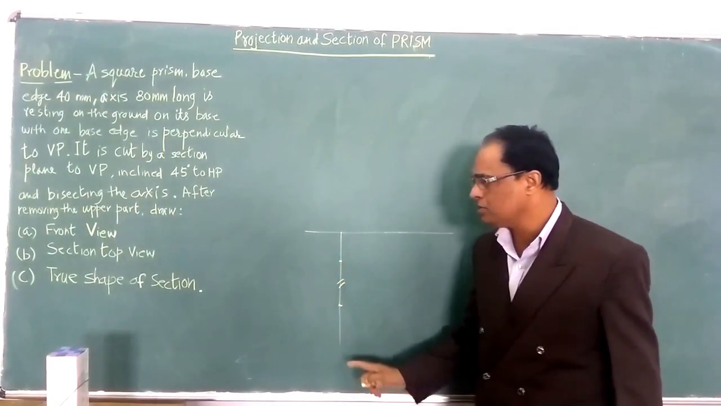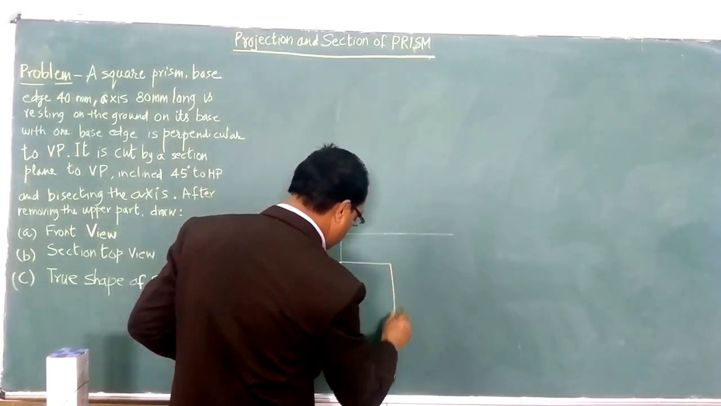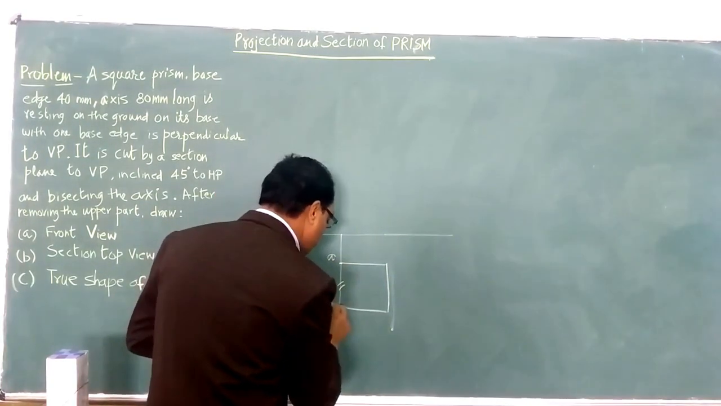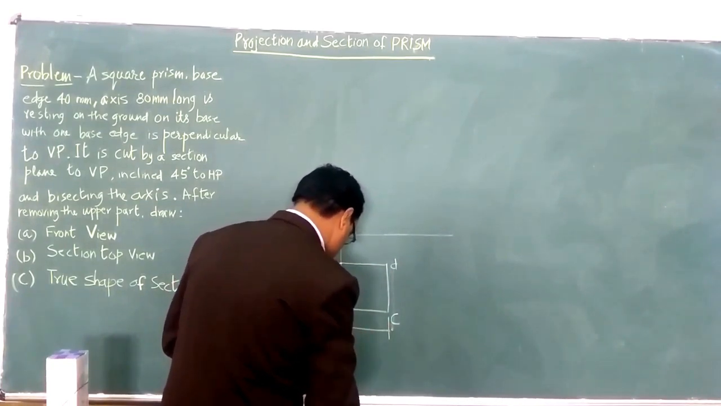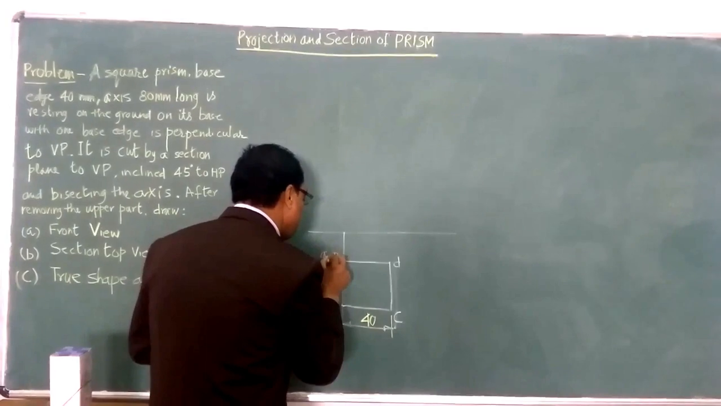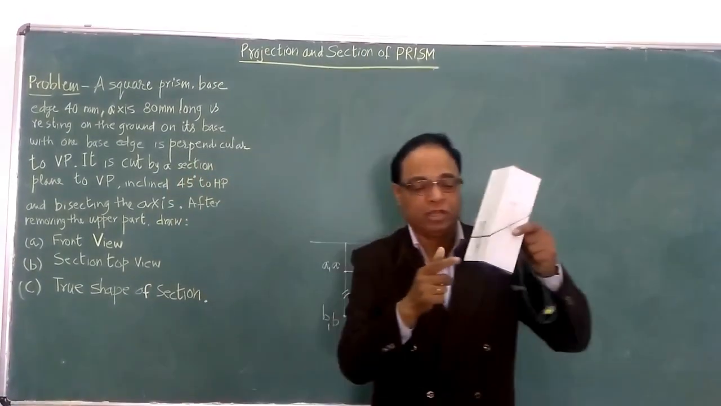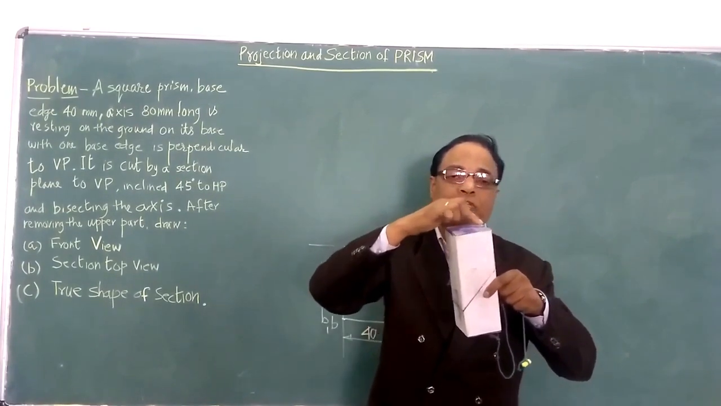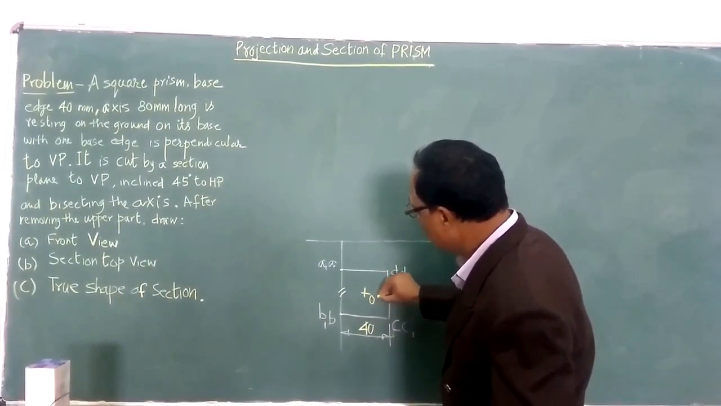I fix this side as one base edge perpendicular to VP. Now we draw a square A, B, C, D. A1, B1, C1 and D1. The lower base is named A, B, C, D. The upper base is named A1, B1, C1, D1. Both bases coincide with each other, and this is the top view of the axis.